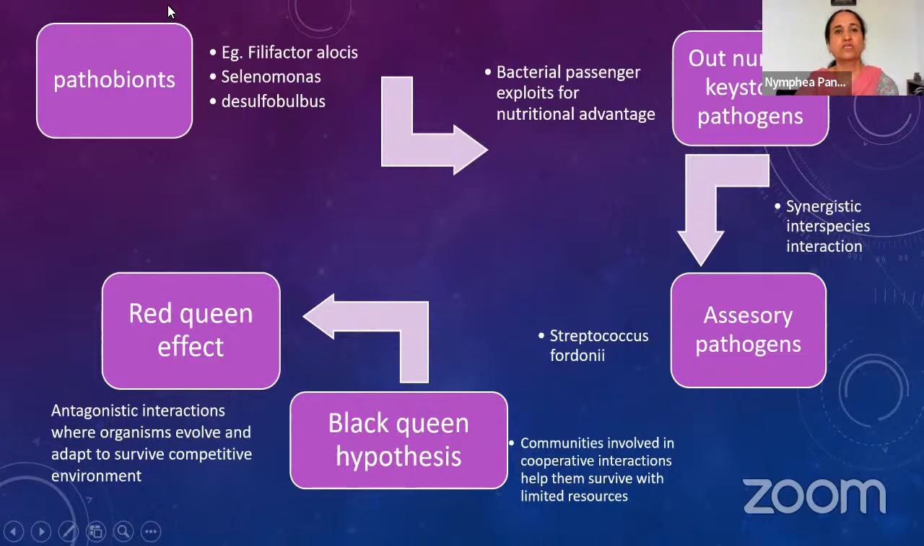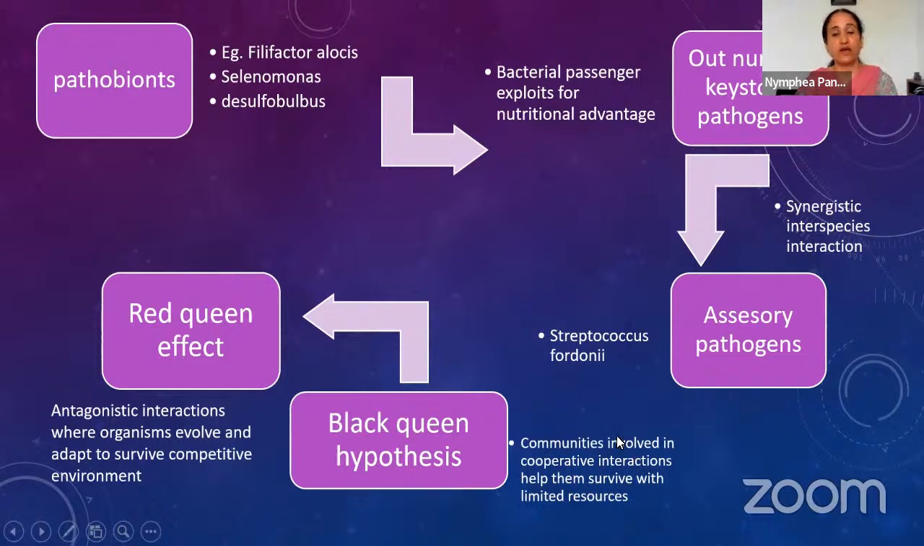So what these pathobionts actually do, they exploit the nutritional supply to the local tissues, and ultimately they outnumber the keystone pathogens. That means the ones which initiated the disease were fewer, then they incited other organisms, and these became more than the primary organisms. There were also some accessory pathogens, for example Streptococcus gordonii, and they may have some synergistic relation with each other.